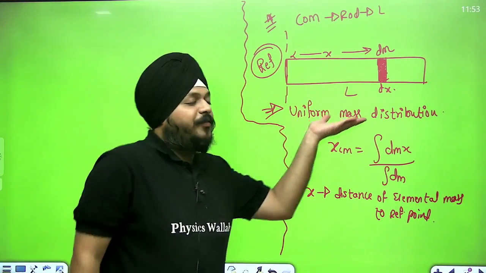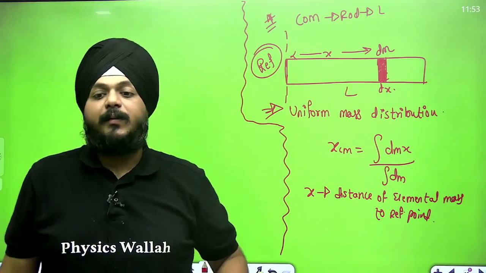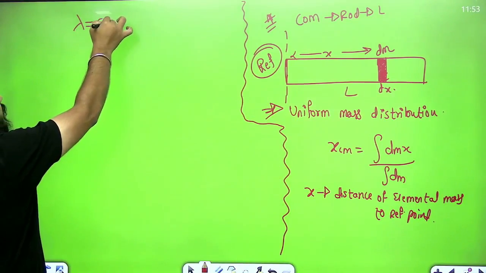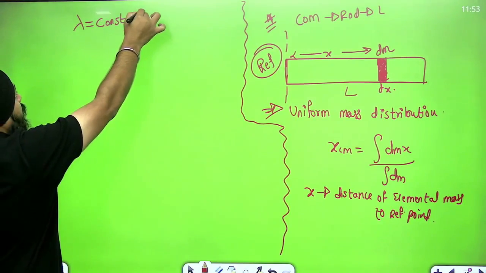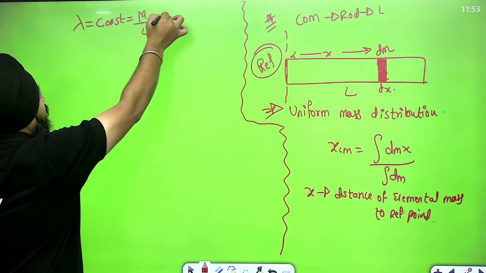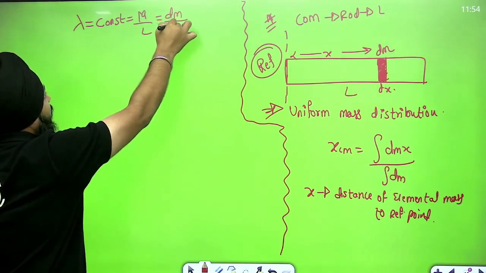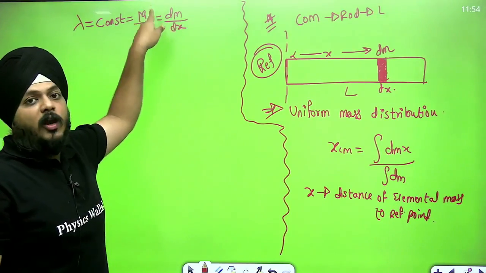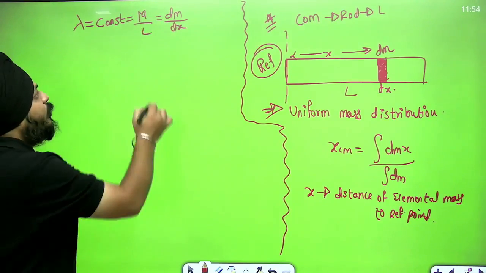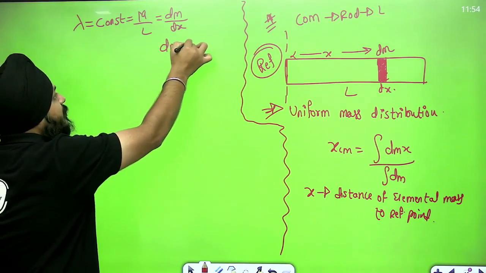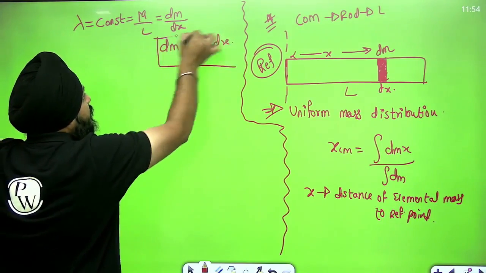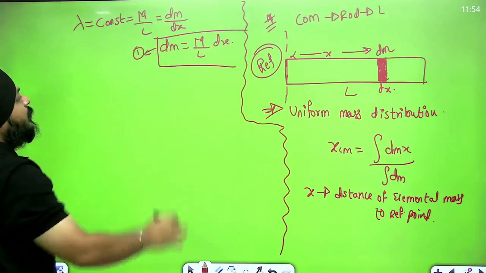Now here uniform mass distribution is given. It means lambda is constant, mass per unit length dm by dx. If it is constant, then these two terms are equal, and we reach the mass dm equal to mass per unit length into dx. Consider this as equation number 1.